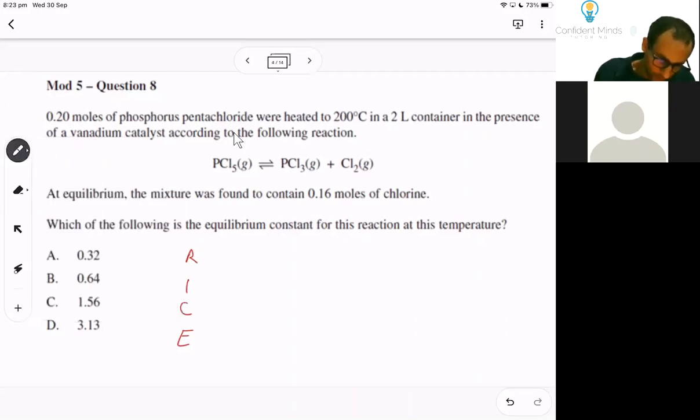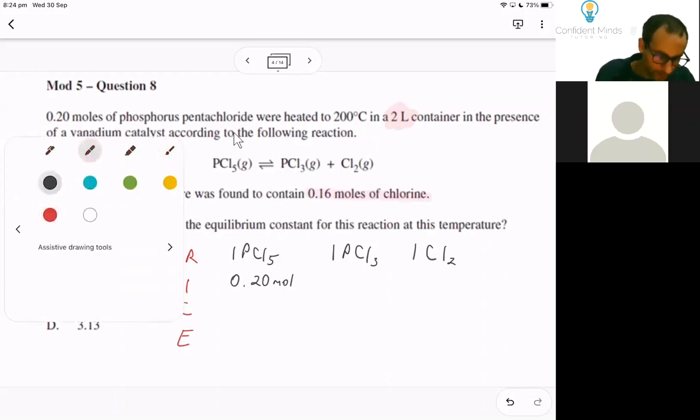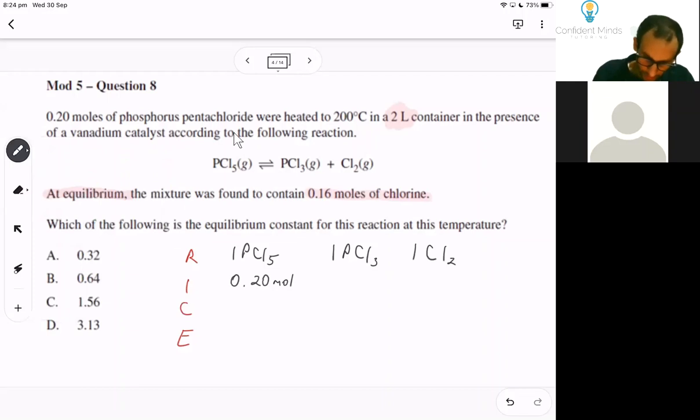So I'm just going to write 1 PCl5, 1 PCl3, and 1 Cl2. They're all in a 1-to-1, and they've given us 0.20 moles here. Very important with all these gas ones is the volume, because we need to work with concentrations at the last step. And then at equilibrium for this one, we have one of the substances in moles, which is down here, 0.16 moles. So that's everything we're given.